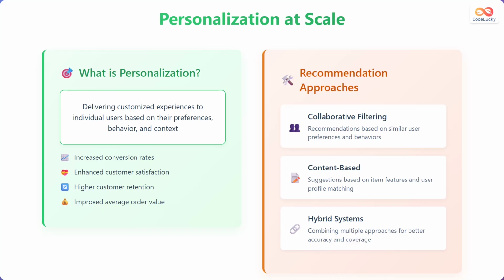Some recommendation approaches are collaborative filtering, which gives recommendations based on similar user preferences and behaviors. Content-based suggestions, which are based on item features and user profile matching. And hybrid systems, which combine multiple approaches for better accuracy and coverage.